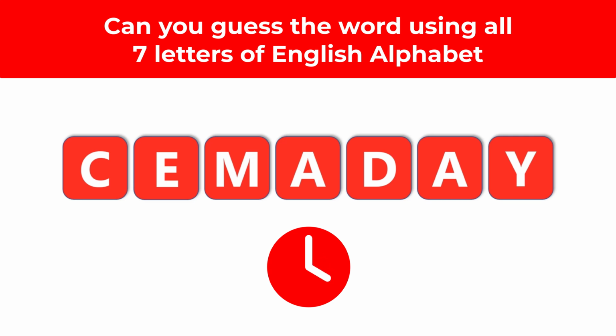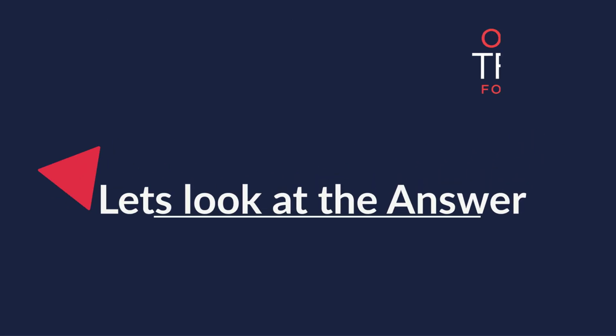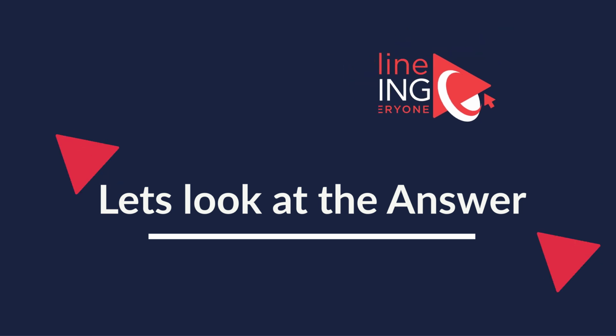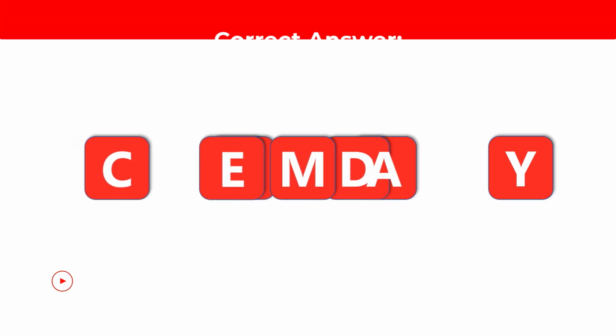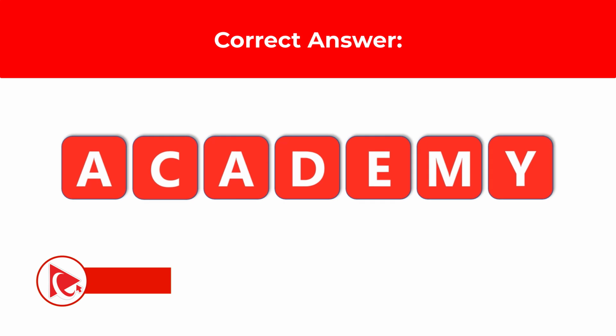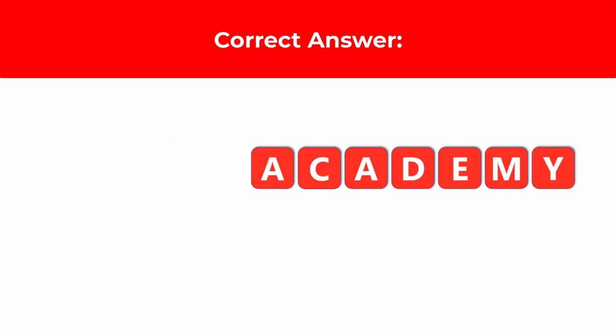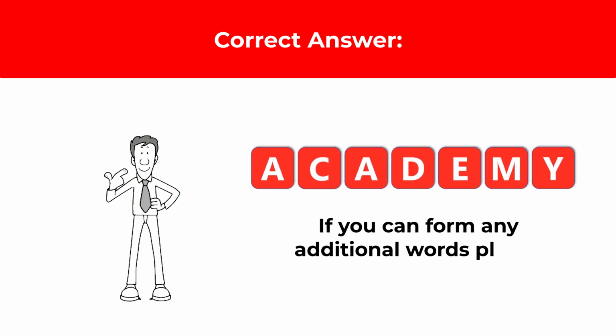Give yourself 15 to 20 seconds, maybe longer, depending upon your experience of guessing particular words. Do you see the answer? Let's continue to get to the correct solution together. The correct answer here is the word academy, which is spelled A-C-A-D-E-M-Y. Did you guess any other words that might meet the criteria of the original question?